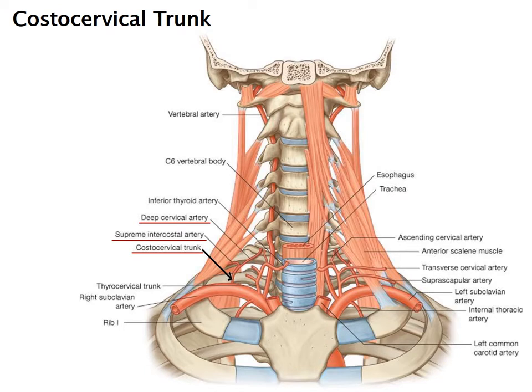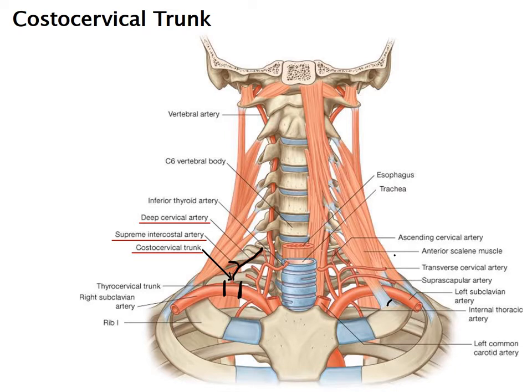Here is a slightly different perspective of the costocervical trunk, which again arises from the second part of the subclavian artery. Here the costocervical trunk is giving rise to a deep cervical artery, which supplies the musculature of the back, and it's also giving rise to a supreme intercostal artery, which will supply the first intercostal space posteriorly.